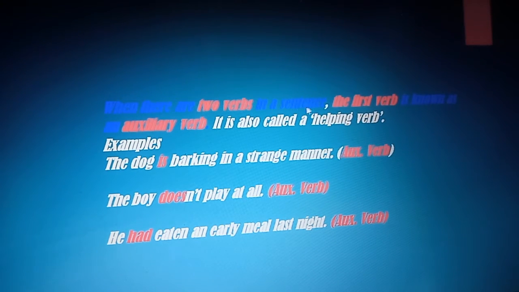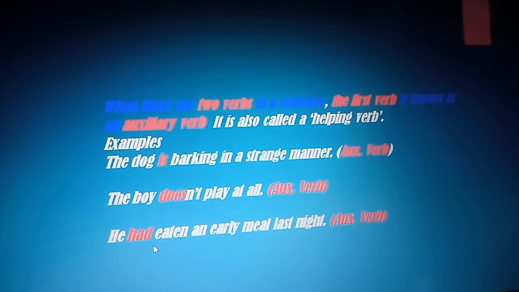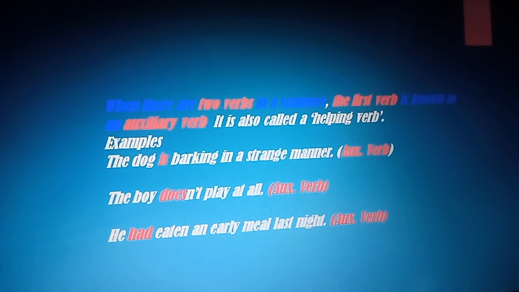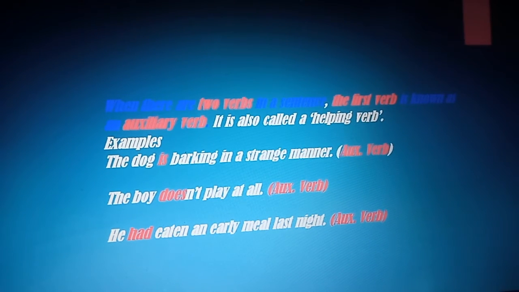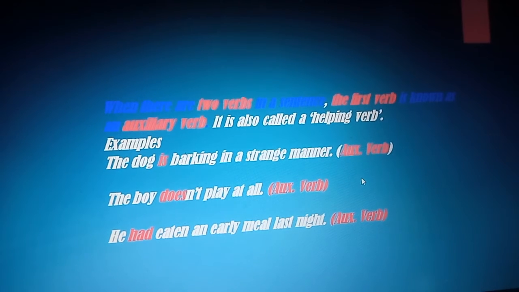When there are two verbs in a sentence, the first verb is known as an auxiliary verb, that is, is, and barking is a main verb. Likewise, two more examples are given: the boy doesn't play at all, and he had eaten an early meal last night. These examples clarify the auxiliary verbs, that is, does and had, and the main verbs, that is, barking, play, and eaten.